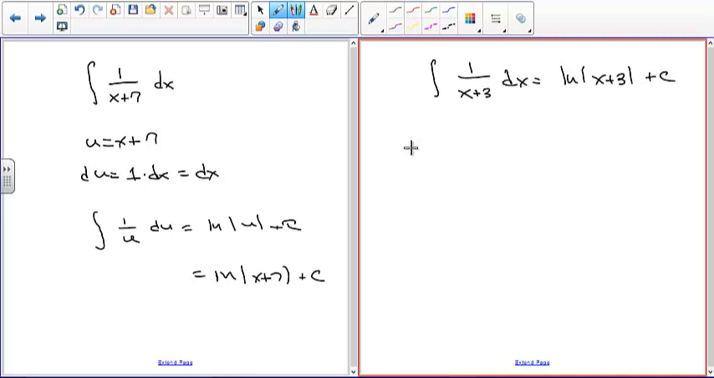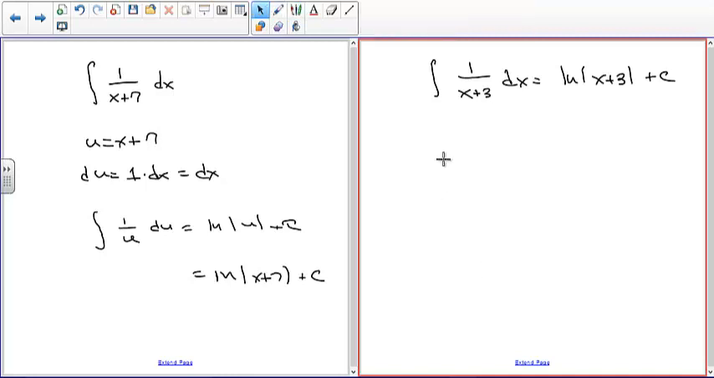And we're going to use this a lot, not just in this chapter, but in subsequent chapters. So when you have the integral of 1 over x plus or minus some number, it's always just the natural log of x plus or minus that number with the absolute value signs. Okay.